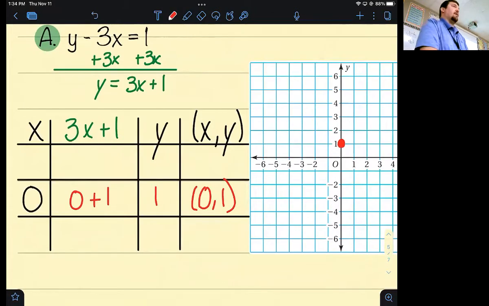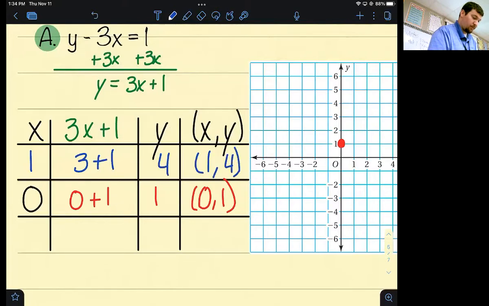What's another easy number to plug in? 1. So when you plug in 1, in a different color here, what's 3 times 1? 3. And 3 plus 1 is 4. So when you plug in 1, your y coordinate will be 4. So (1, 4).